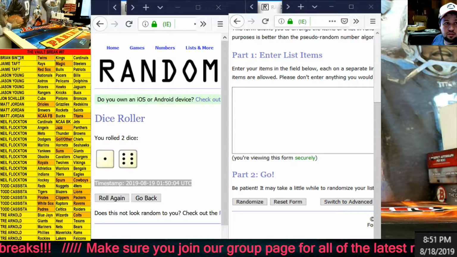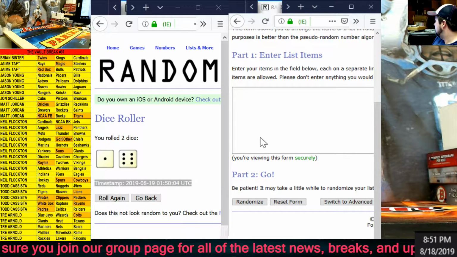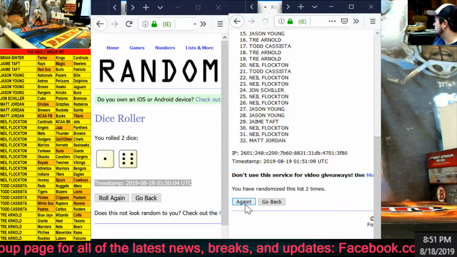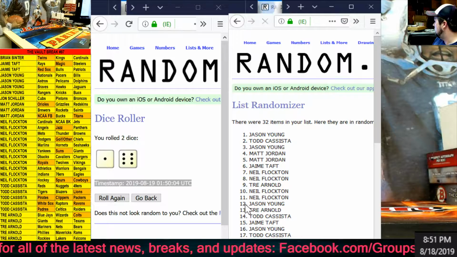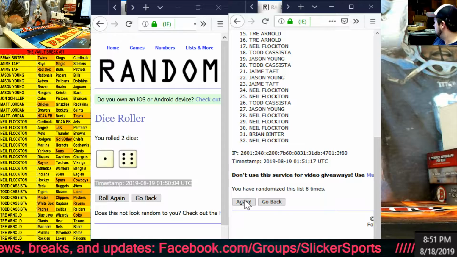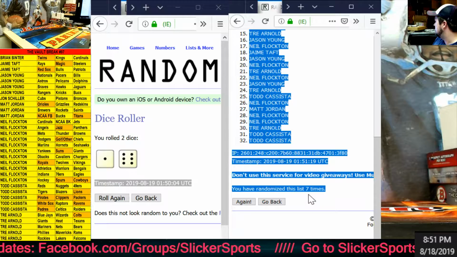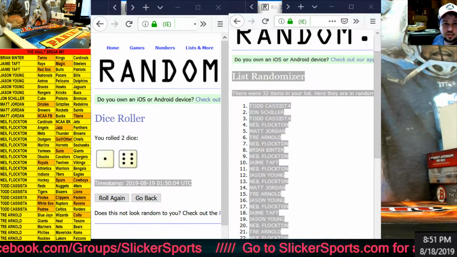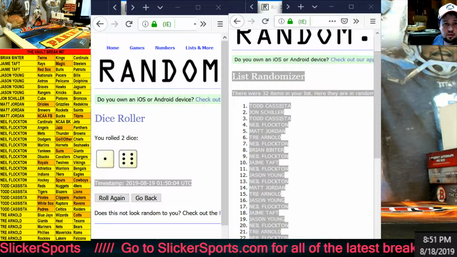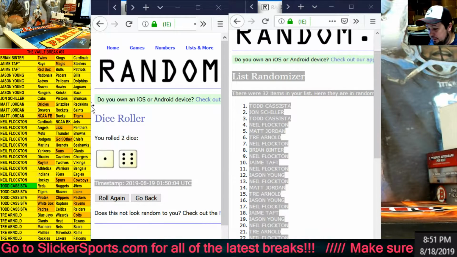Vault number 97. Same thing, guys. Seven times. 1, 2, 3, 4, 5, 6, and 7. Todd Casista gets this one. Congratulations, Todd. That's a $59 spot there.